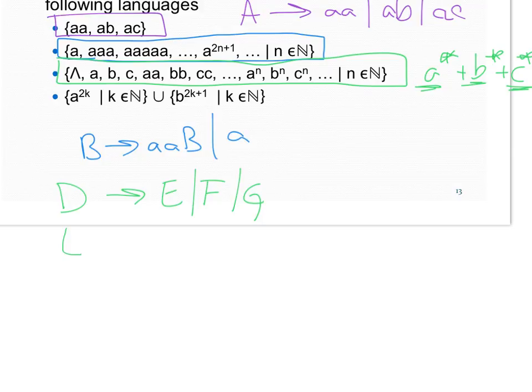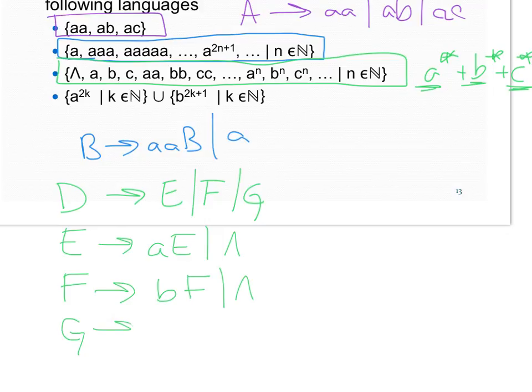And now, it's not too bad, right? E is going to be my A, so E goes to AE or lambda, and F goes to BF or lambda, and G goes to CG or lambda. Okay? And so now we just have to do that last one.